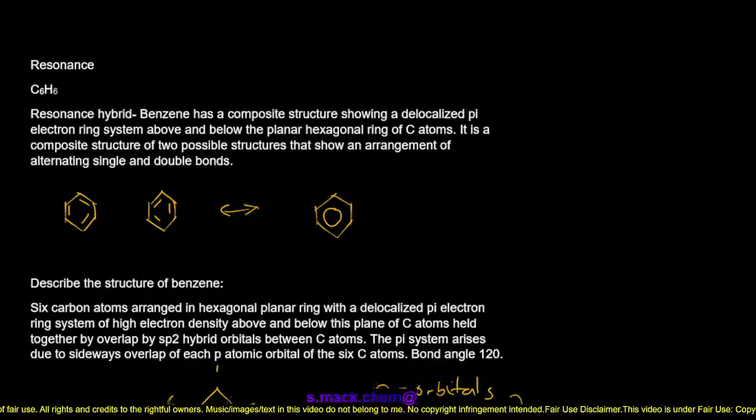And also, this summarizes that our three sp2 hybrid orbitals are all engaged in some form of bonding. And that leaves us with our pure p orbital, which exists above and below the plane of our sigma bonds, and their overlap gives us this pi electron ring system. Because of our three sigma bonds in this hexagonal planar ring, this gives us a bond angle of 120, right, for each carbon atom.